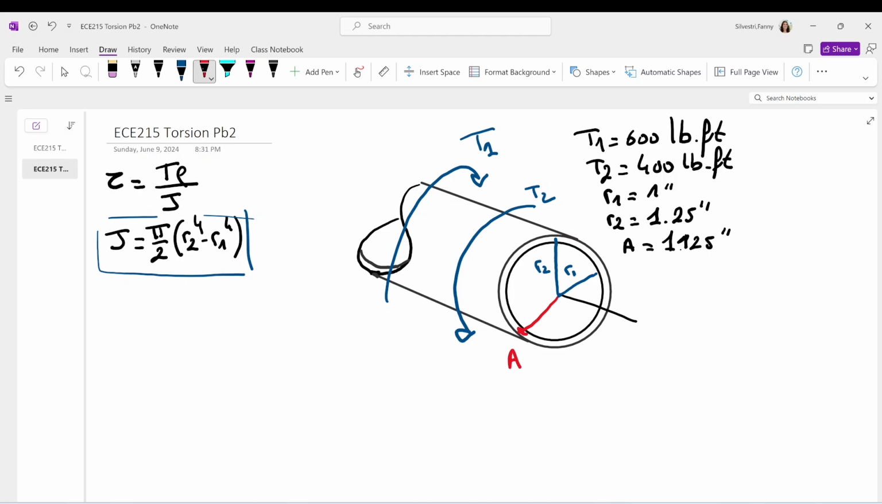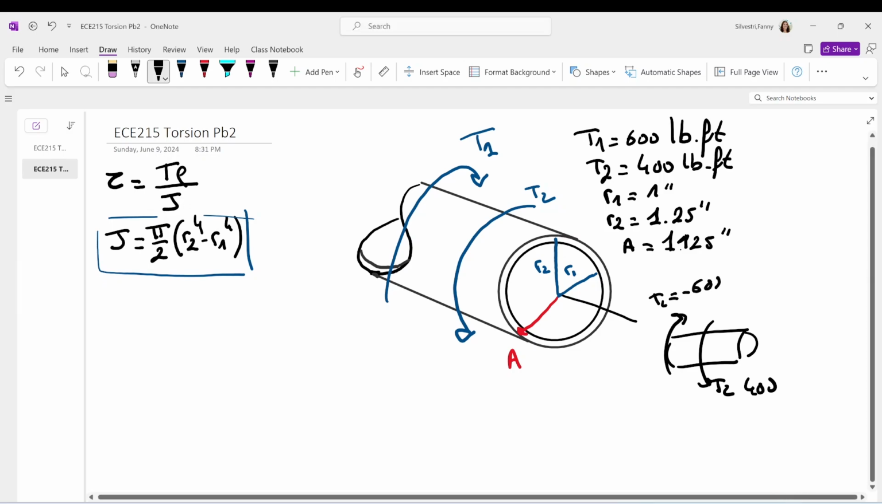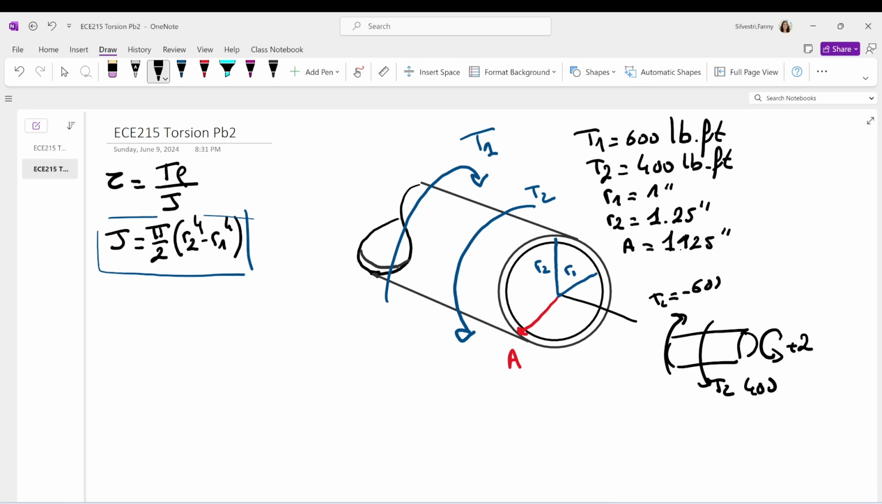So what we need to do, because we want to find the shear stress at A, we need to do a tiny little free body diagram. So we are at A. We have T2, that will be 400, and the T1, the minus 600. So here we will have in that direction a plus 200 pound. Okay, so we add them the same way we add the forces.